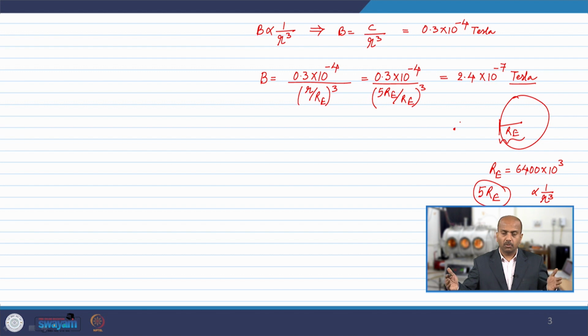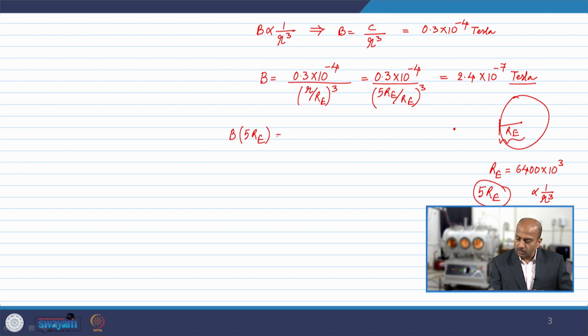It is a linear proportion generally, but what we are given is it does not fall off linearly. We cannot use the simple proportionality here, because we are given that the decay is not linear, rather it is 1 by r cube, right. So what is this? This is the magnetic field available at 5 RE. Why is 5 RE specific?